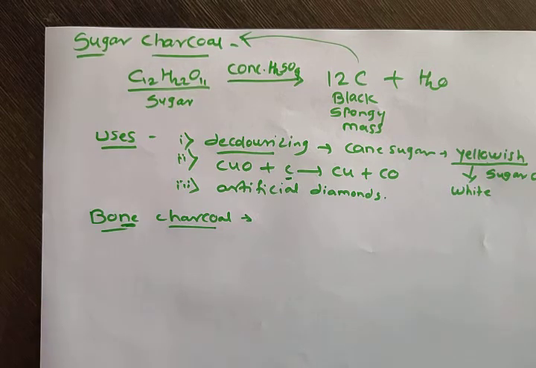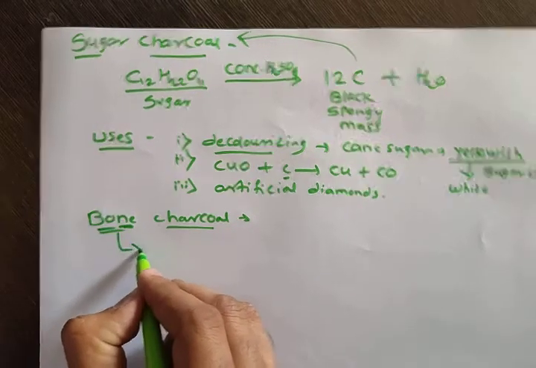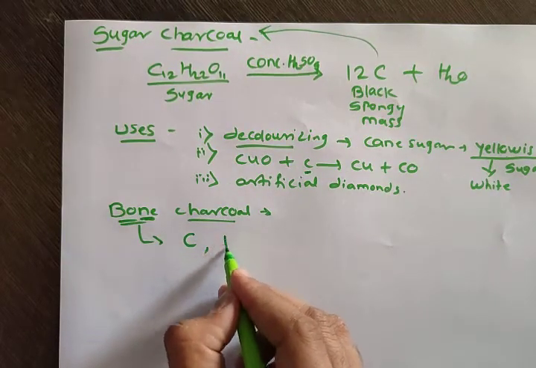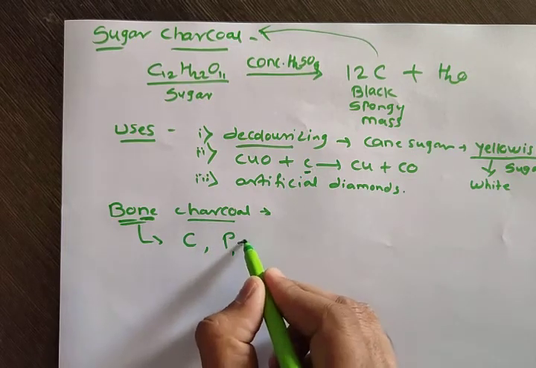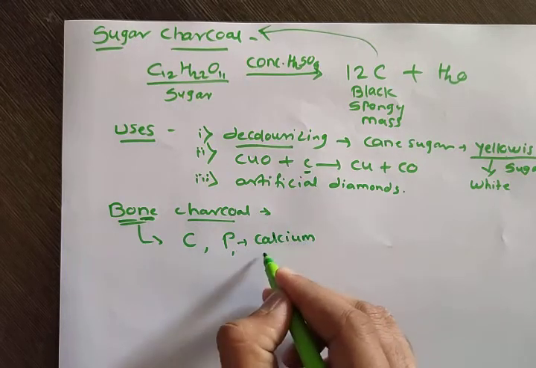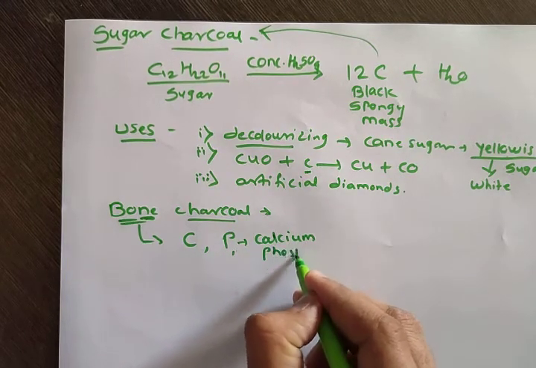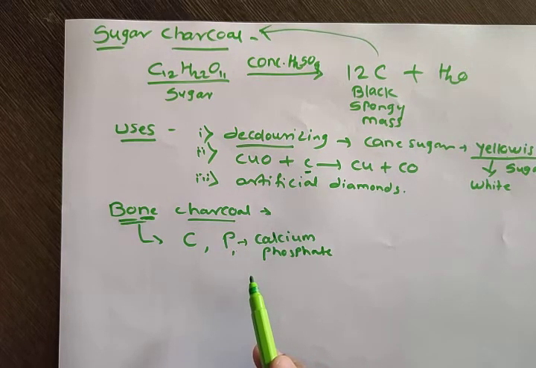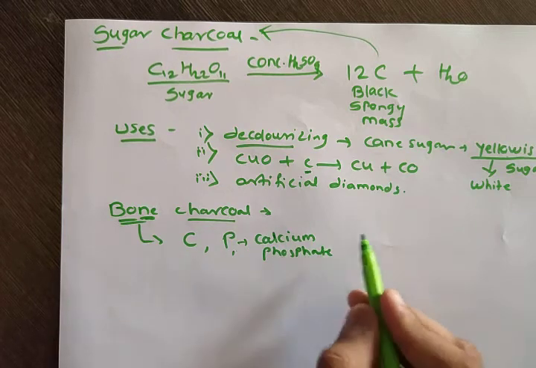Okay, you know, the bone of animals consists of carbon inside it. The main constituent of the bone is calcium phosphate. Calcium phosphate is the main constituent of bone. But along with the phosphate, carbon is also present. About 12% carbon is present in the bone. Then this bone charcoal is made by the destructive distillation process, as we already discussed.